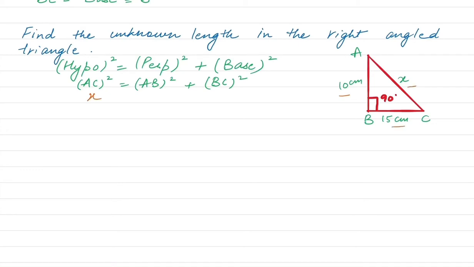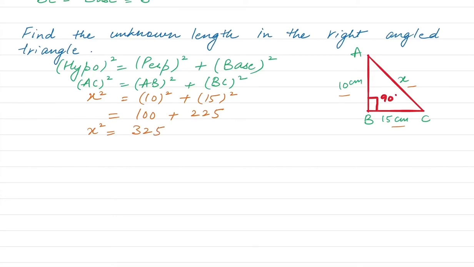Similarly, we can write AB as 10, which is already given. So 10 whole square plus, similarly, BC is given as 15, so 15 whole square. So we know that 10 times 10 is 100, plus 15 times 15 is 225. Now we need to add these two quantities. So x square will be equal to 325.